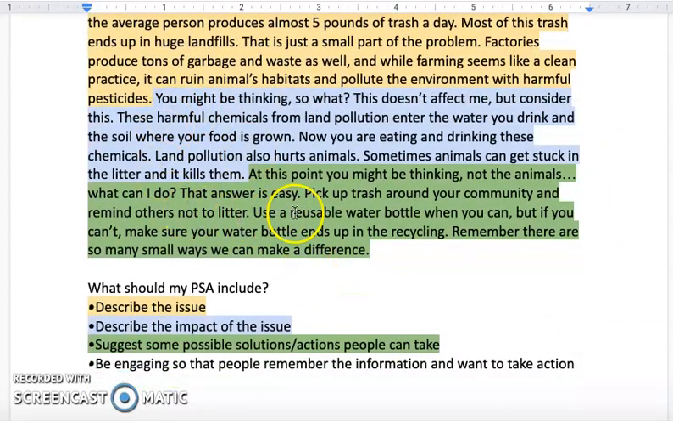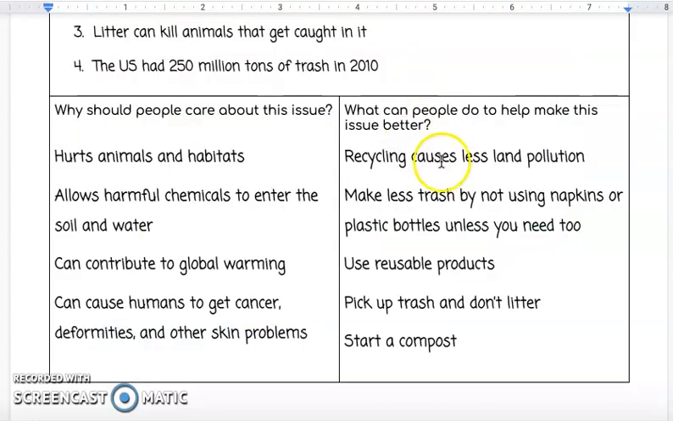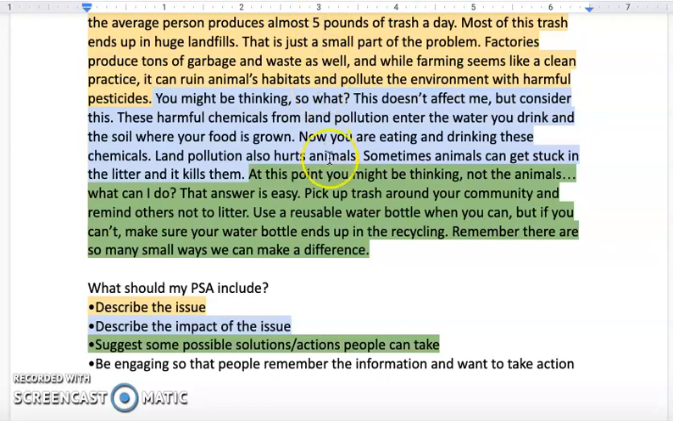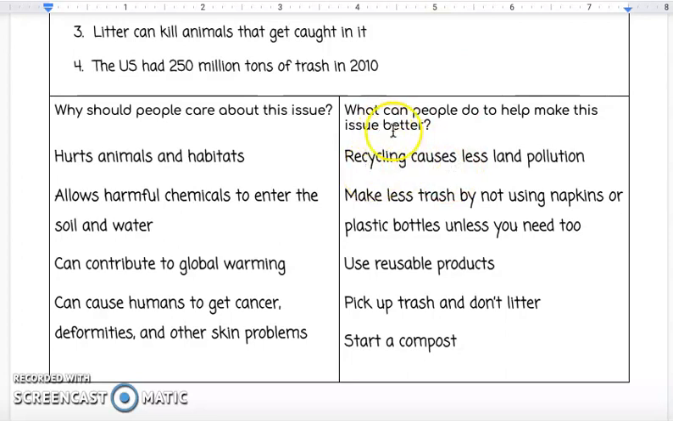So, I talked about how you can pick up trash around the community and remind others not to litter. These are straight from this list. Change the wording around a little bit. I also talked about using a reusable water bottle, and if you don't have that, to make sure your water bottle ends up in recycling. And again, I have recycling and reusable products on there.